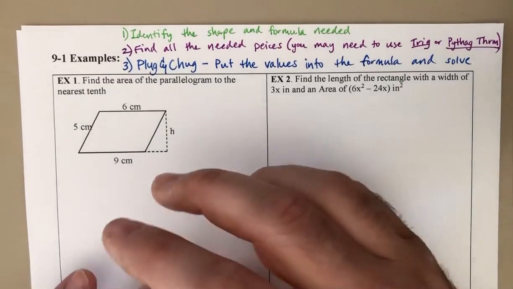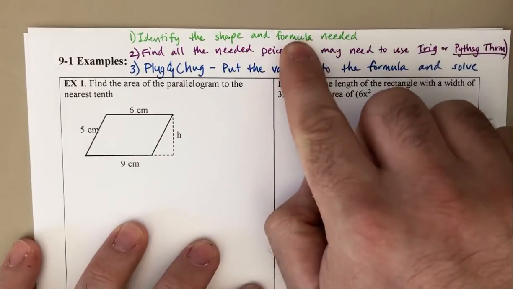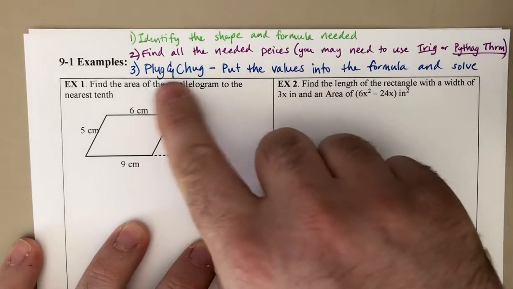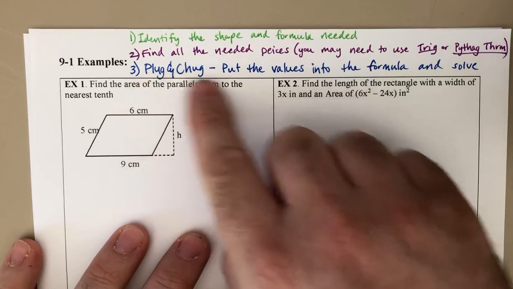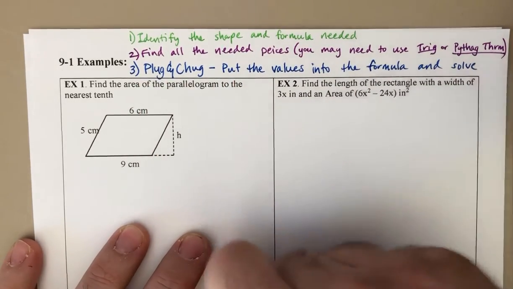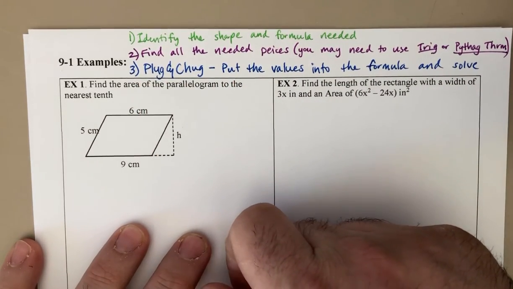Once you have all the pieces, once you know everything that you need for the formula, then you can plug it all in. This is what I call plug and chug. So you're just going to put the values into the formula, and then solve, and just chug away at the arithmetic.